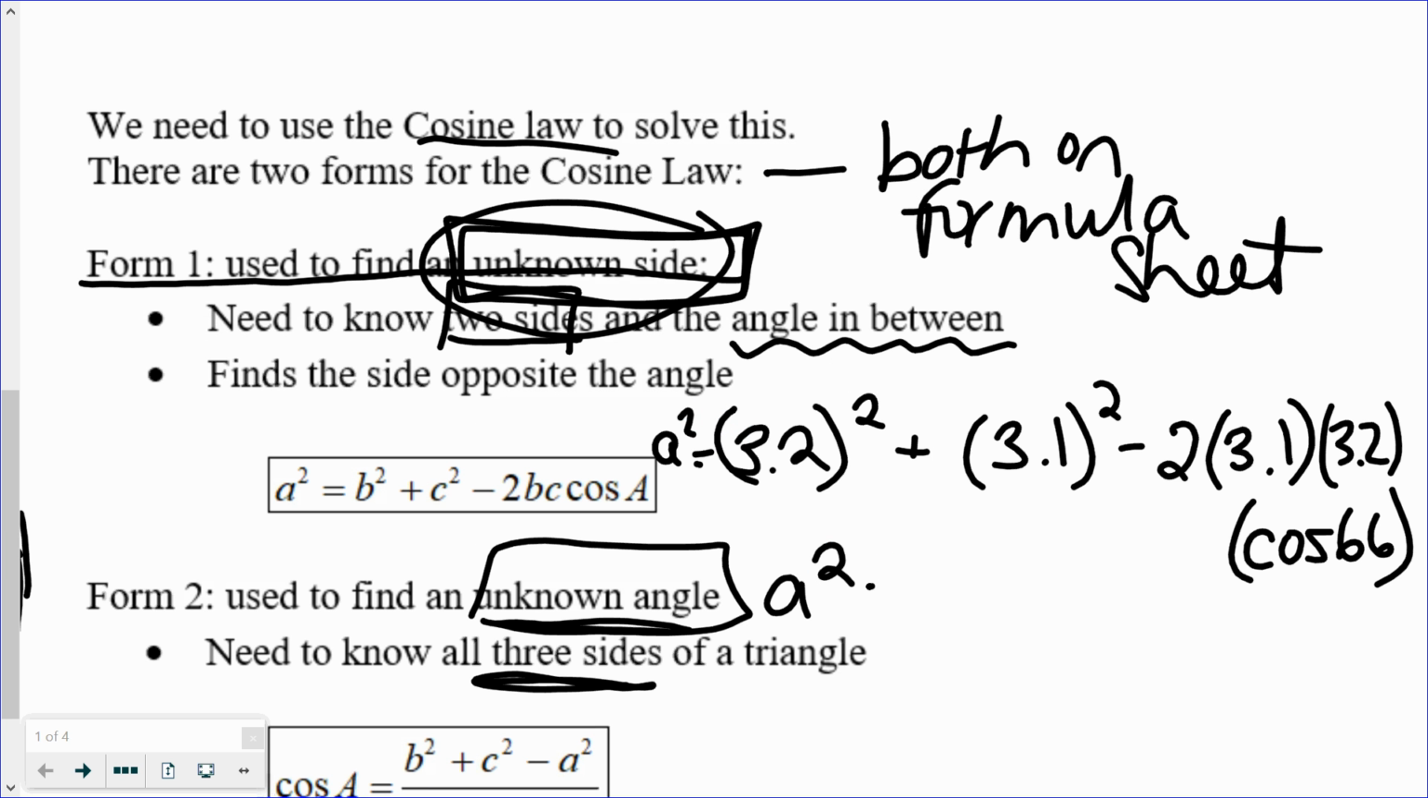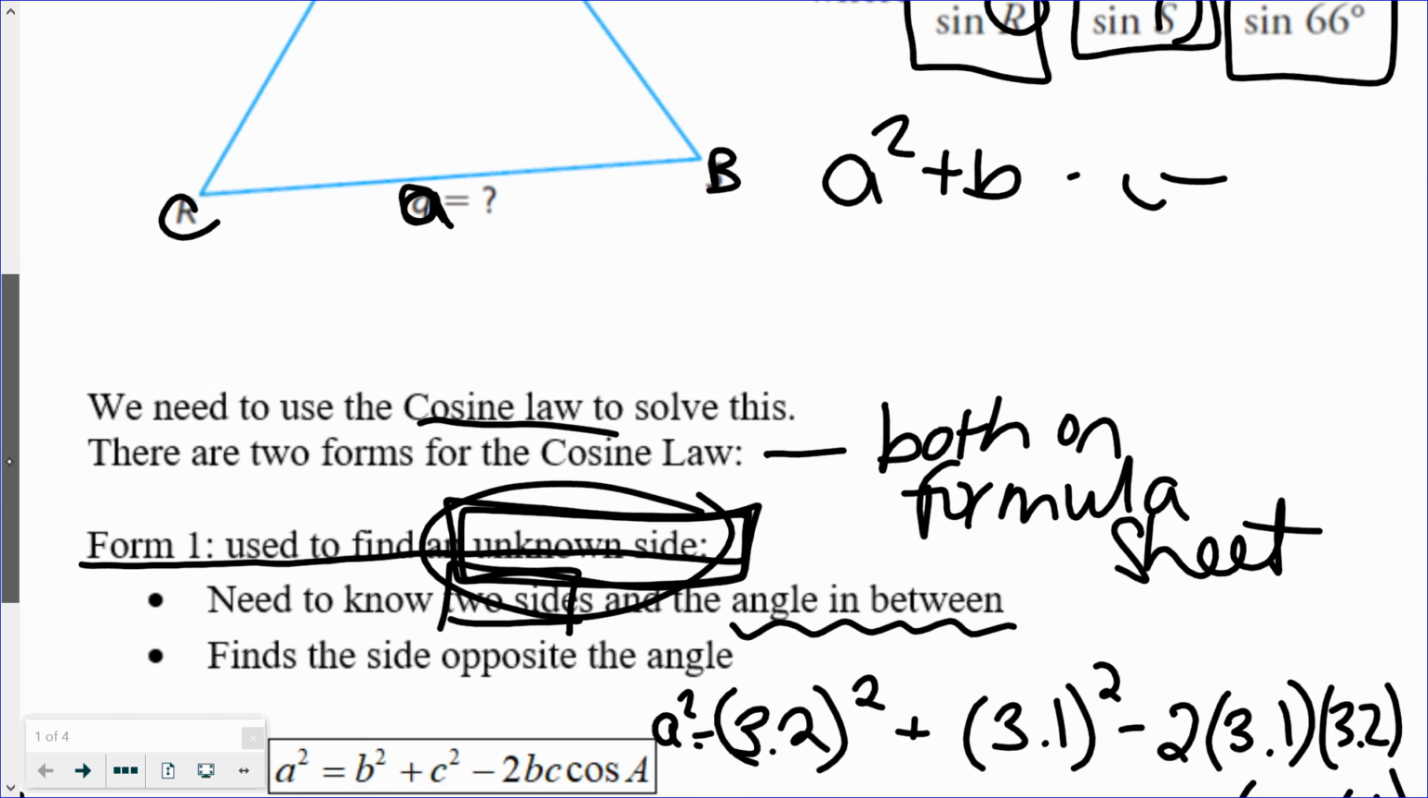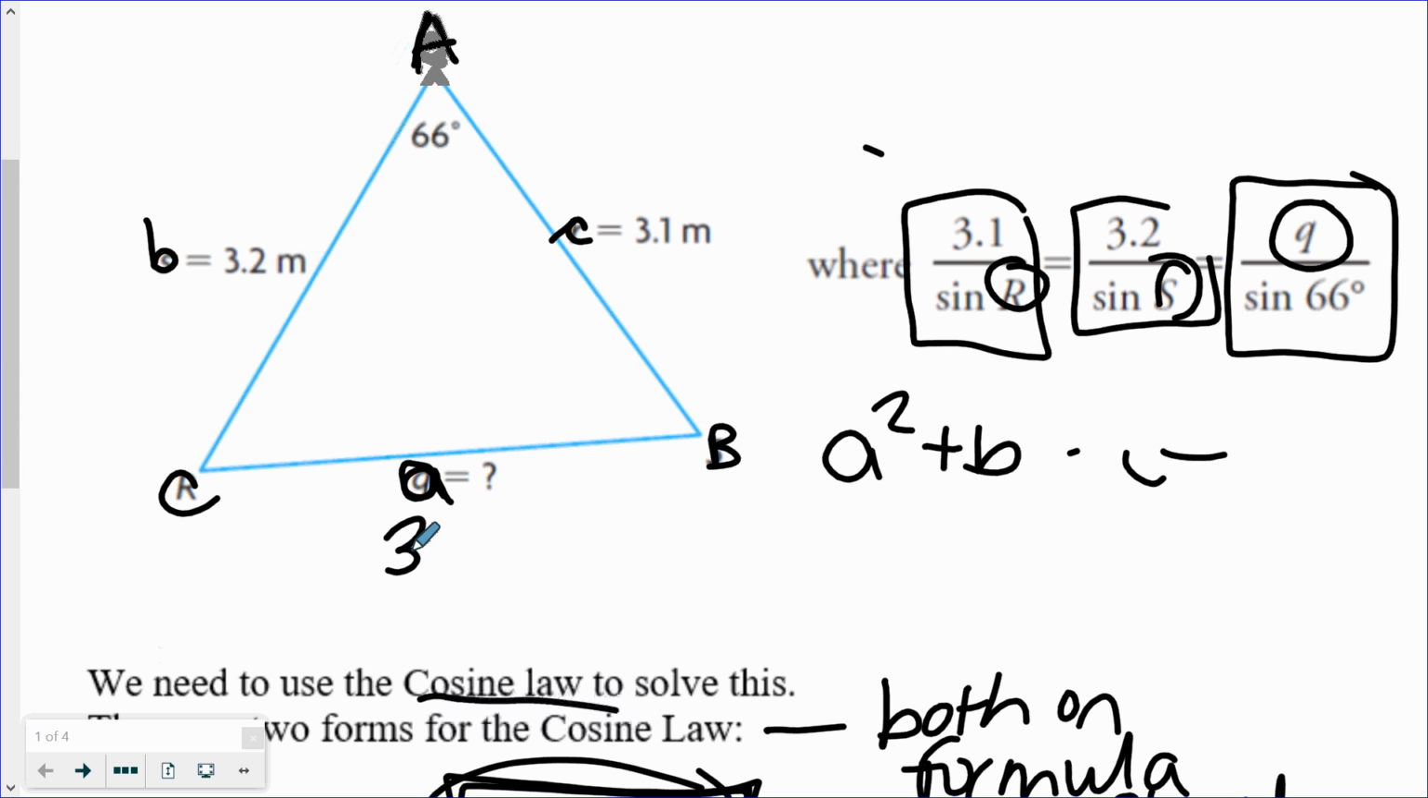So a squared, what I get out of my calculator, is 11.78. But what we're looking for is a, not a squared. So now I need to square root that answer, and I get 3.43 meters. And then just looking back at that original question, does that answer make sense? 3.4? Yeah, that probably makes sense, right?